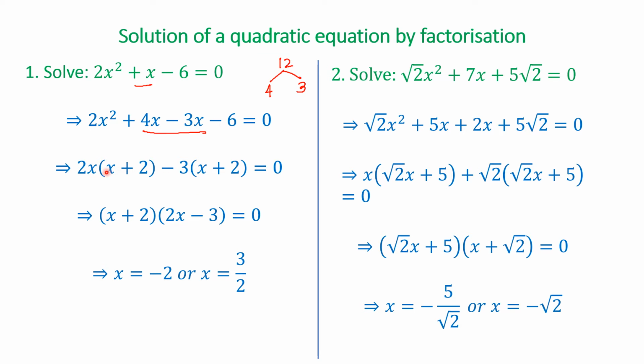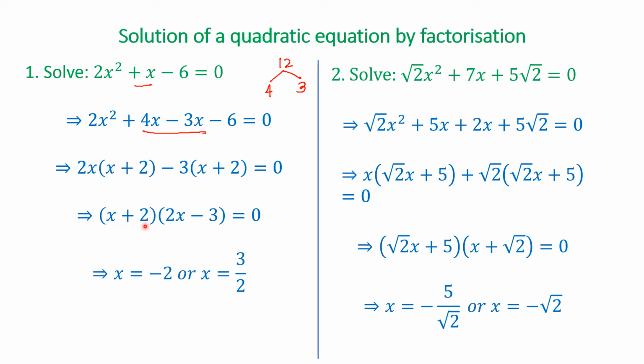Now you check whether this step is the same as the above step. You can see 2x into x will give you 2x squared, 2x into 2 will give you 4x, minus 3 into x will give you minus 3x, minus 3 into 2 will give you minus 6 is equal to 0. Now from here x plus 2 comes out common, and whatever is left out will come into the next bracket, that is 2x minus 3 is equal to 0.